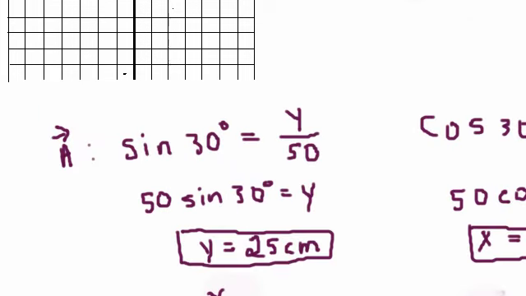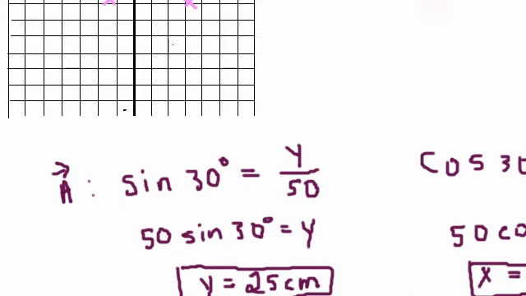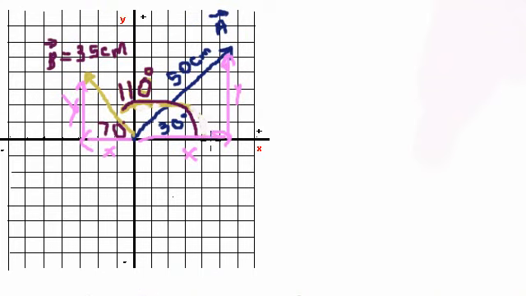Okay, so it's y over 50. That's how we find sine. I move the 50 over to the other side. We have 50 sine of 30 degrees. Make sure the calculator is in degree mode. If it's in radians, you're going to get a different answer. So 50 sine of 30 degrees is equal to 25 centimeters. So this pink vector right here is 25 centimeters.